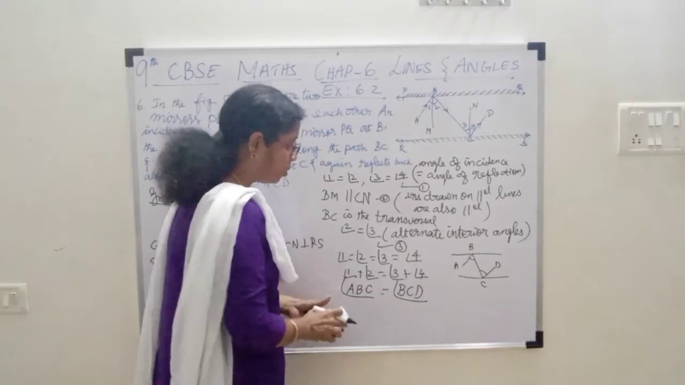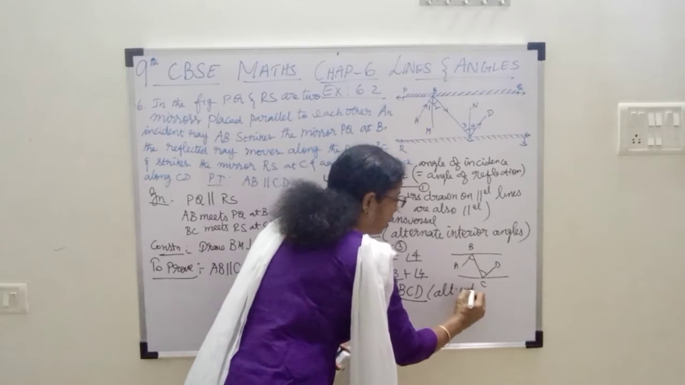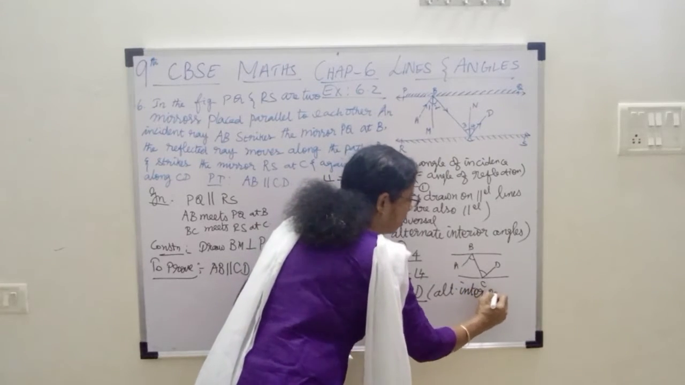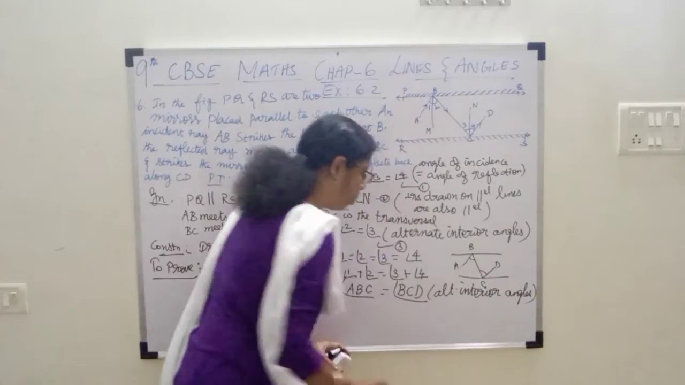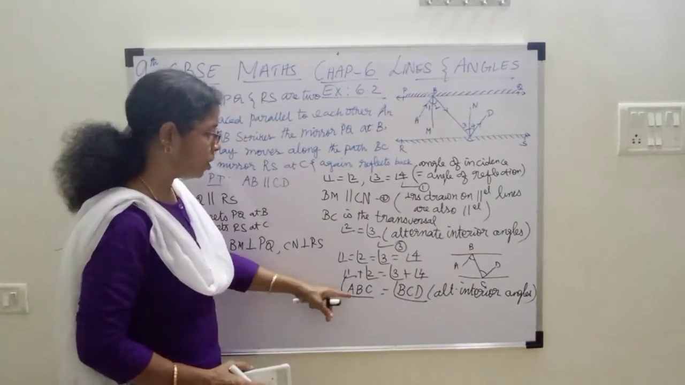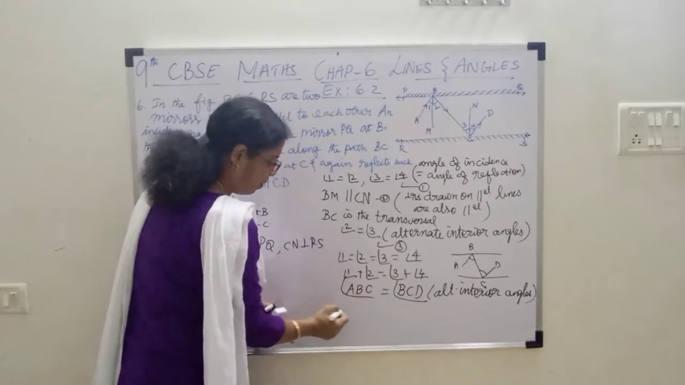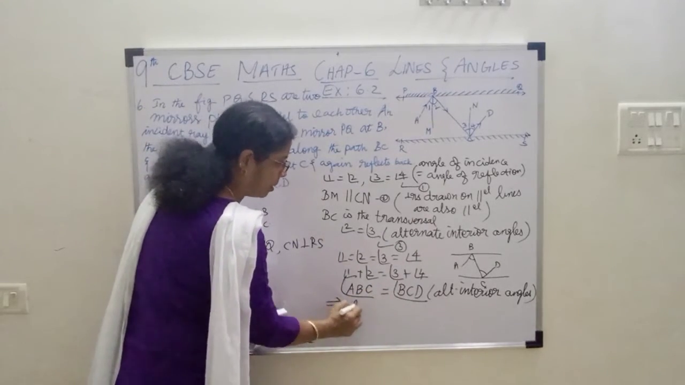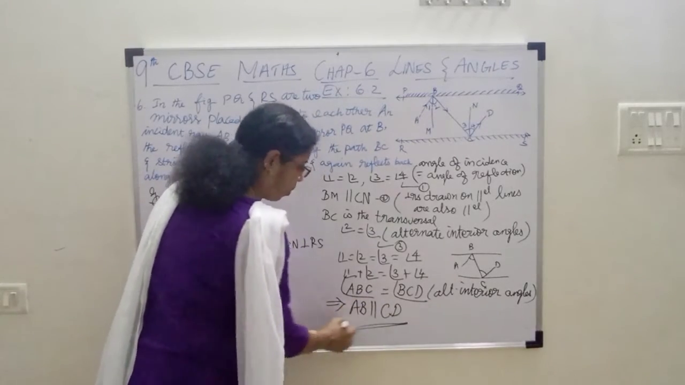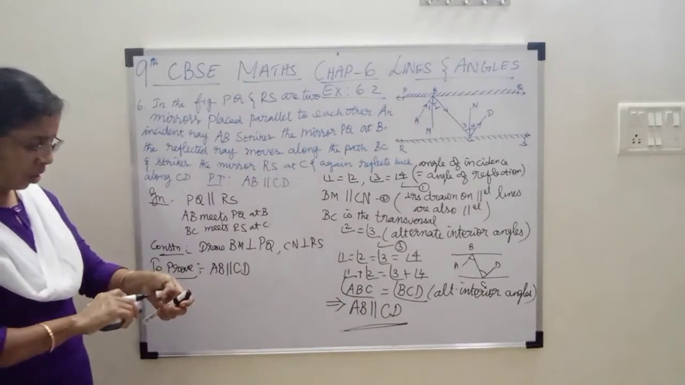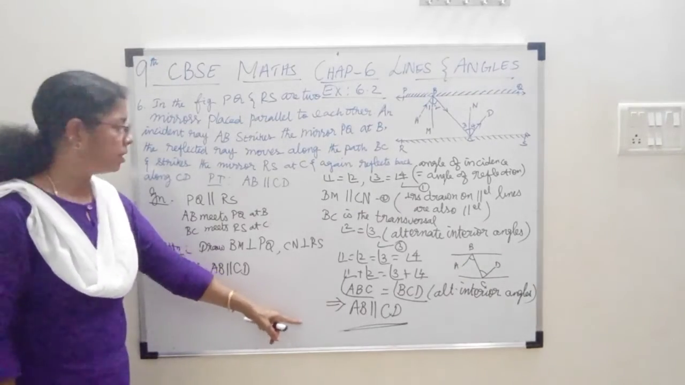So, these two are equal. Reason: alternate interior angles. So if a pair of alternate interior angles are equal, which obviously implies AB is parallel to CD. That is what we have to prove. I think you can see this. You can see till this, isn't it?